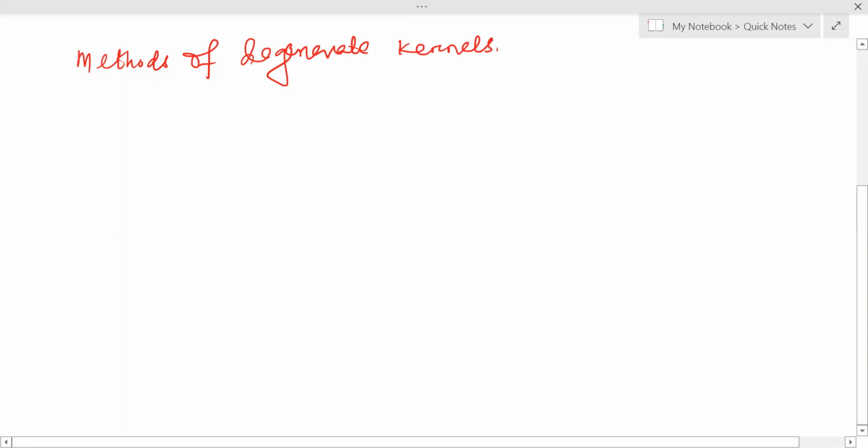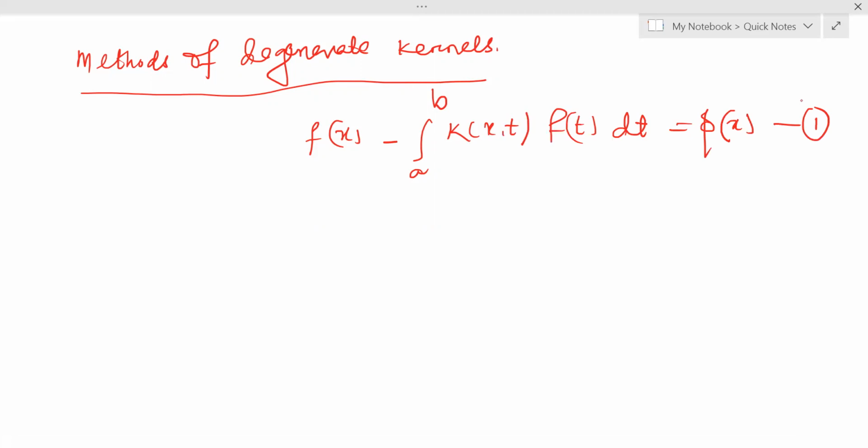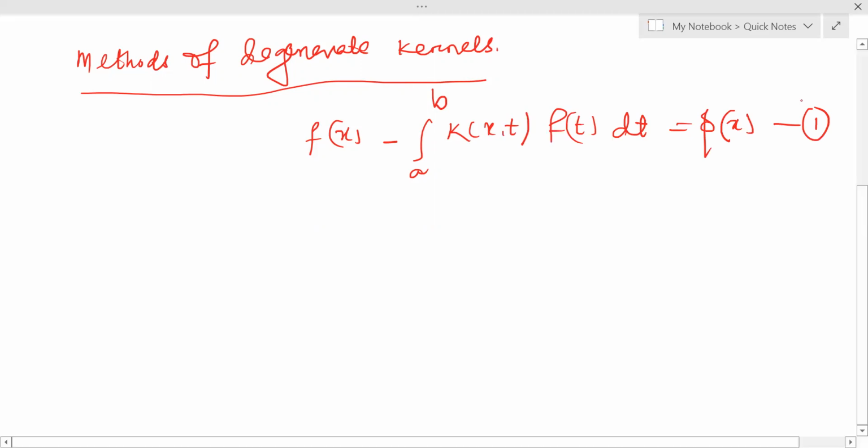So just we consider the integral equation previously given here. The integral equation: f of x minus the integration from a to b of k(x,t) f(t) dt is equal to phi of x. So this is the integral equation we have to consider here. Previously we have discussed Volterra integral equations.